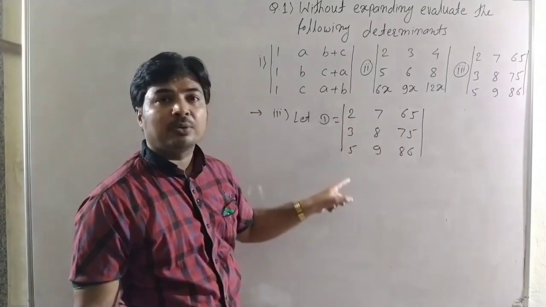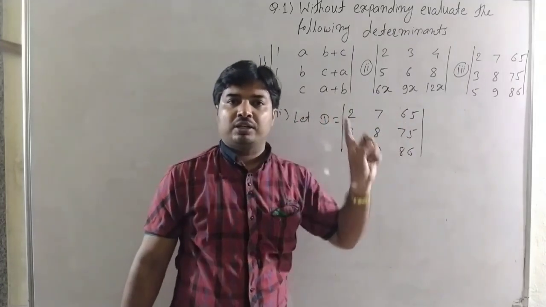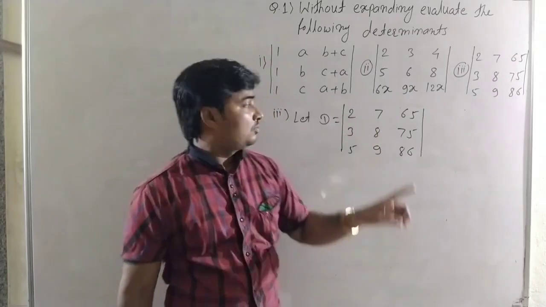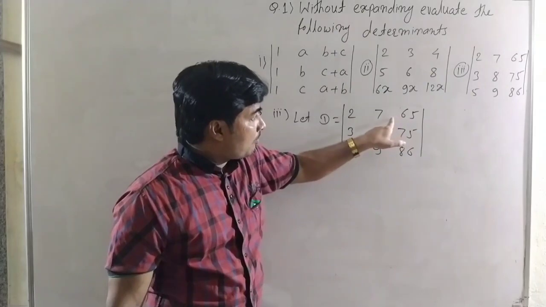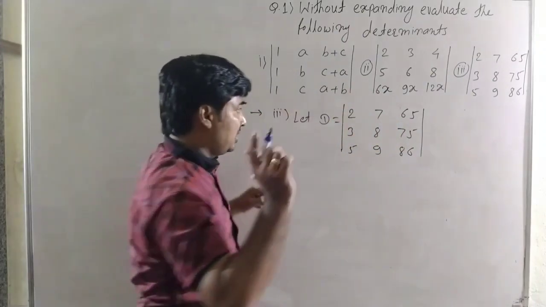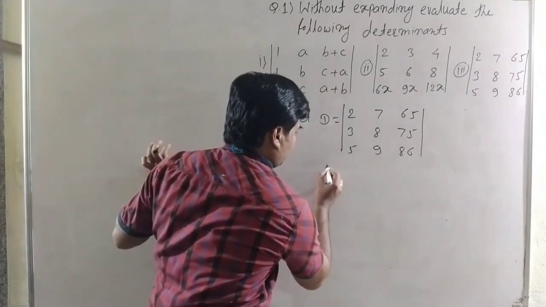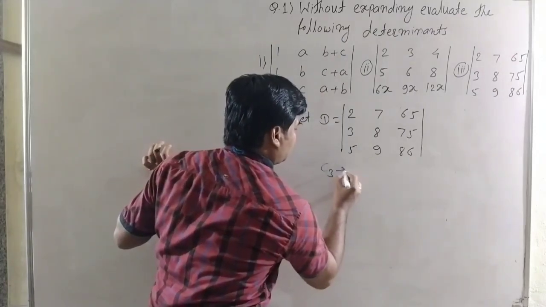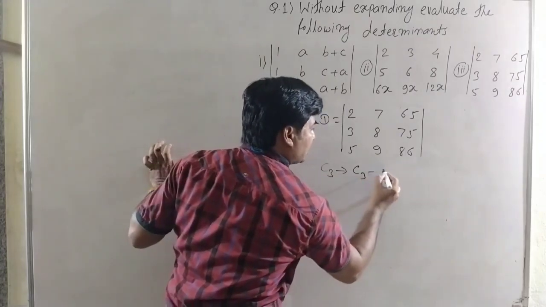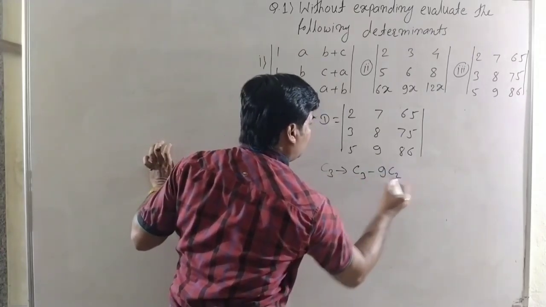Here it is 2, 3 and 5. Then column 1 and column 3 are the same. Then the value of the determinant is 0. But here the transformation is C3 minus 9 C2. See carefully, the transformation is C3. We can change the value of C3. It is C3 minus 9 C2.